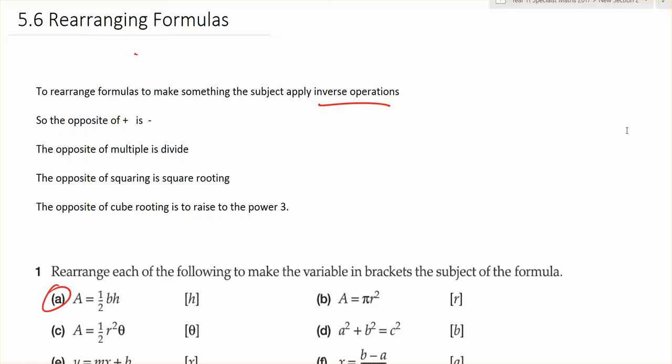This is Year 10 Methods Pathways. We'll look at 5.6, which is rearranging formulas.